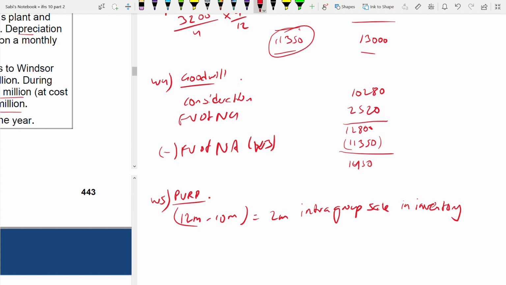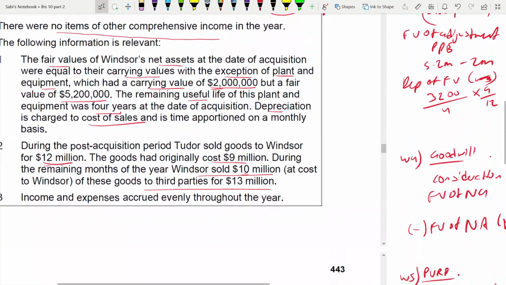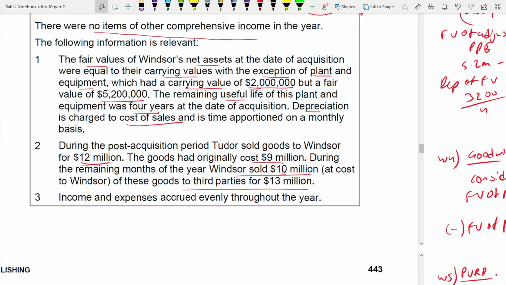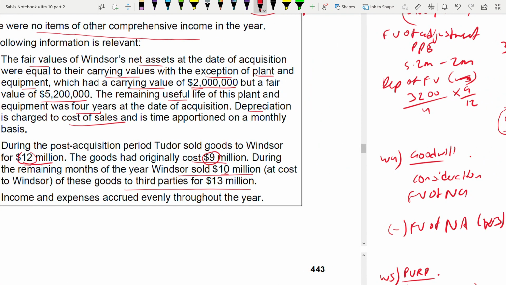Now we'll have to find the profit. The profit that remains in the inventory. This is an unrealized profit. Okay, what is the profit part? We have to find out. See, Tudor sold goods to Vista for 12. Okay, so this 12 worth originally cost 9. The goods that Vista has received for 12 originally cost 9. So now we don't care about the third party and all. When you are finding the profit, it is intergroup profit only we are worried about.